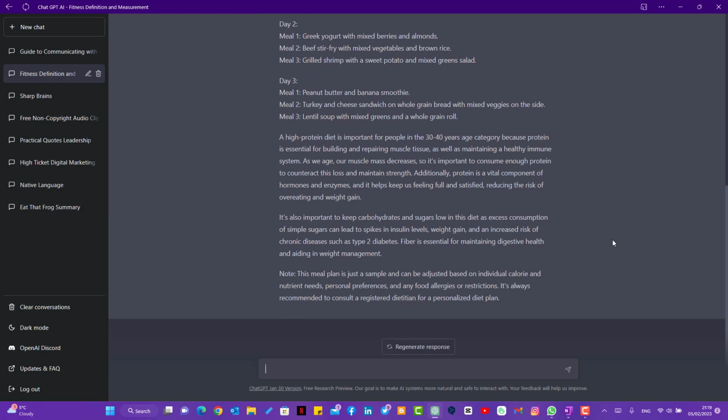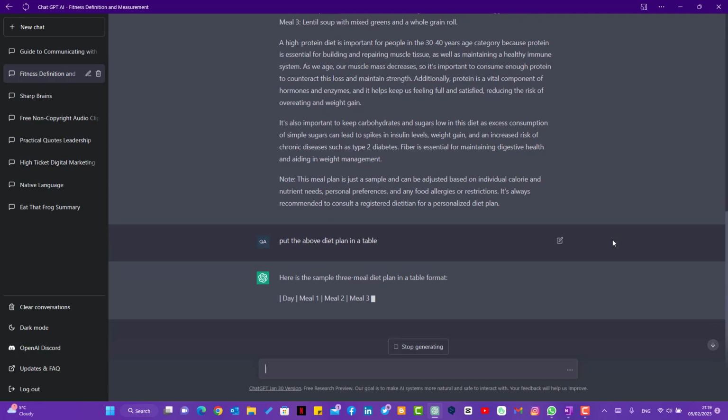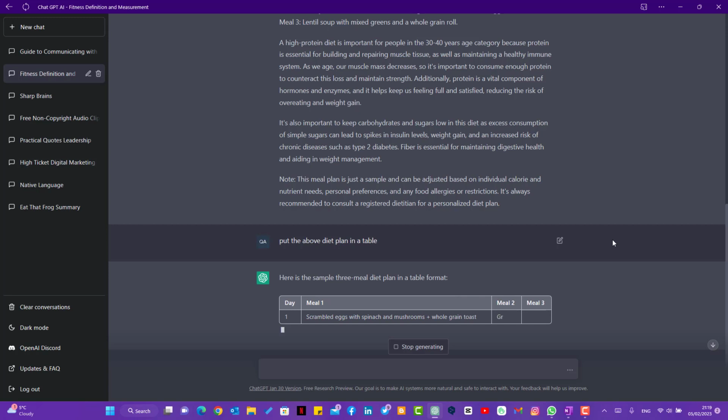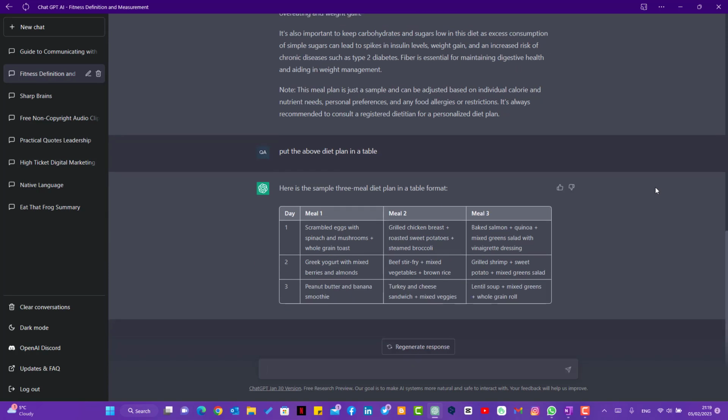Now that we have received the 3-day diet plan and the explanation of why a high protein and fiber diet is important for this category, we are going to ask ChatGPT to give us a table for the above diet plan. So we'll say, put the above diet plan in a table. That's what we mean by a follow-up question. And that's what we mean by what kind of output you want from them. So if you see, now ChatGPT is providing a table, and this is the type and the format of the output that we want from it.